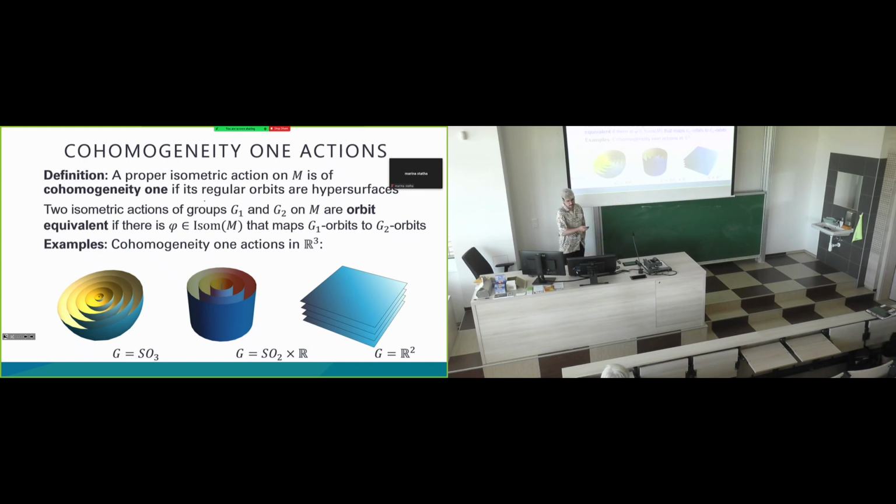Since we are interested in the study of submanifolds and not in how the group acts itself, we will study these actions up to orbit equivalence. So we say that 2 actions are orbit equivalent if they have the same orbits up to isometry. This was a classical problem, for example, in space forms. Here you have the cohomogeneity actions in R3, which were classified by Somigliana and Tullio Levi-Civita: the spheres as orbits of SO3, the cylinders as orbits of SO2 times R, or the planes as orbits of R2.